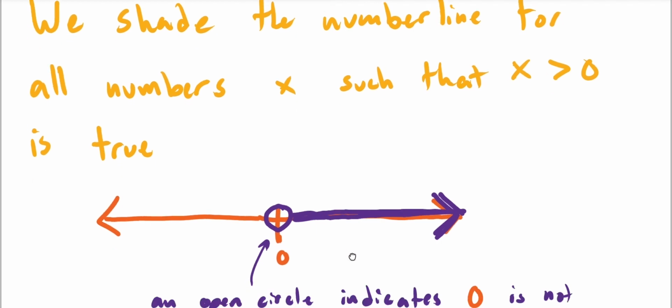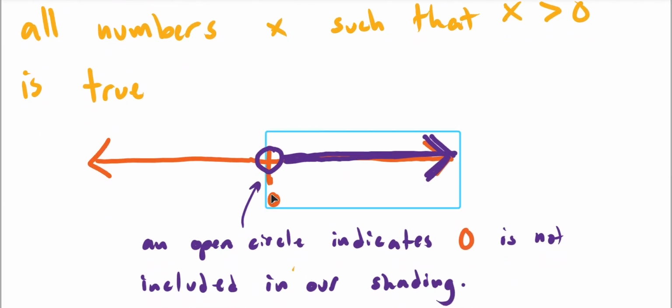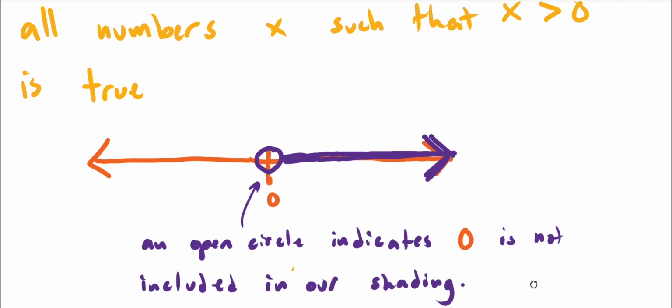Now we use this open circle here to indicate that we are not including 0. 0 is not greater than 0. And so we exclude 0 from our shading. But because it's so hard to see that you're excluding a single point, we use this big open circle to indicate that 0 is not a part of this interval. It's not a part of this set of numbers. We're not including it in our graph.